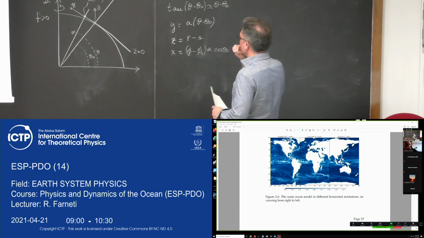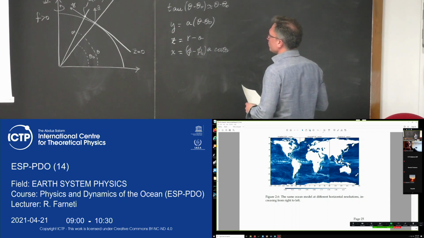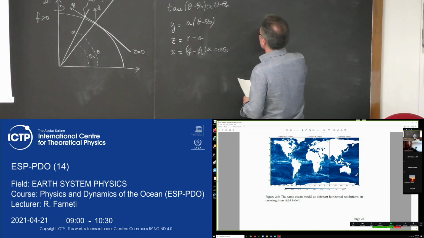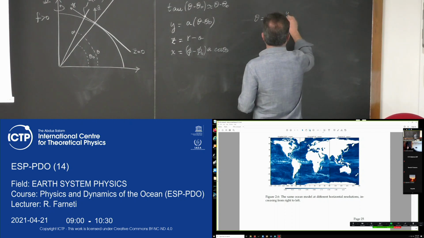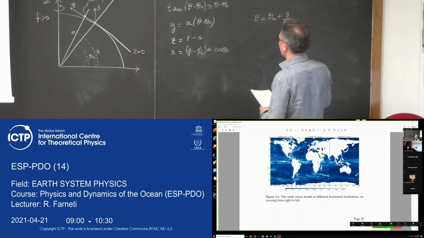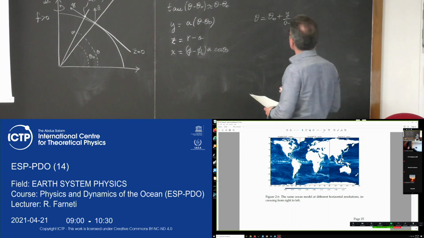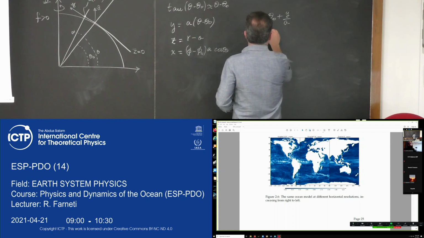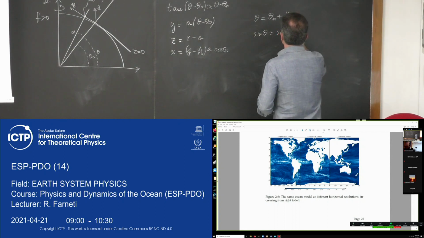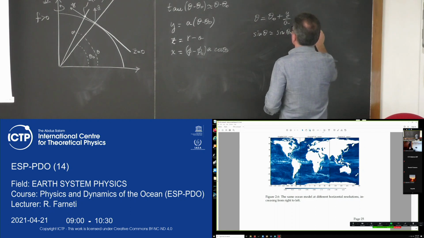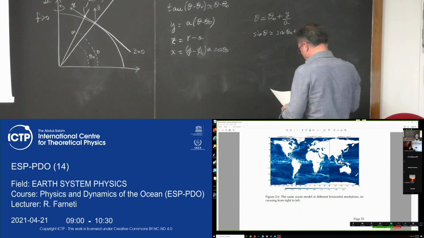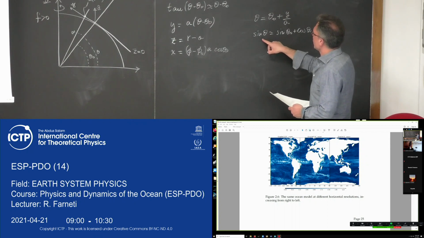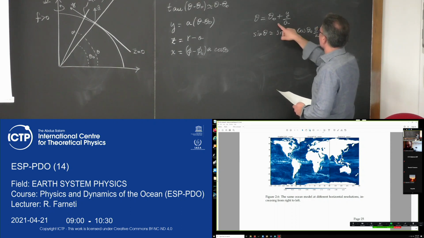This is useful because now I have a linear relationship between theta, the latitude in the spherical coordinates, and my new y. So now my theta is theta naught plus y over a. Again, for small variations in latitude, what is sine of theta? Sine of theta is sine of theta naught plus cosine of theta naught times y over a, if you make a series, truncating the series at theta naught. Again, for small variations in latitude, sine theta is sine theta naught plus cosine theta naught y over a.